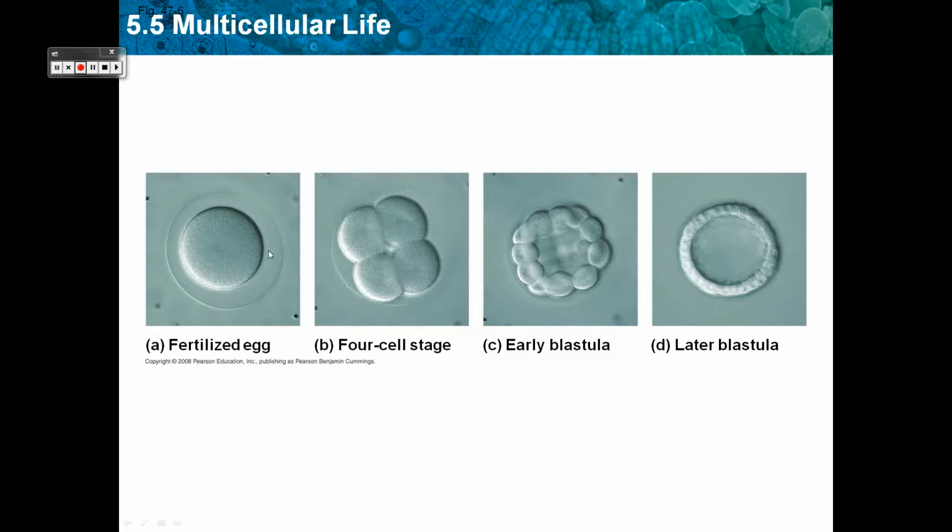Now this fertilized egg is going to divide in half, and then in half again, and pretty soon you see 4 cells, and then more cells, etc. So it just divides and divides and divides until there are hundreds of cells in this later embryo.